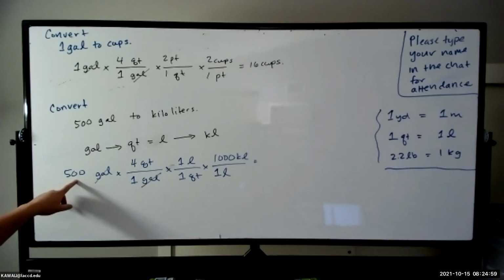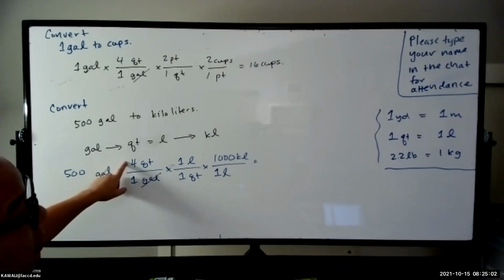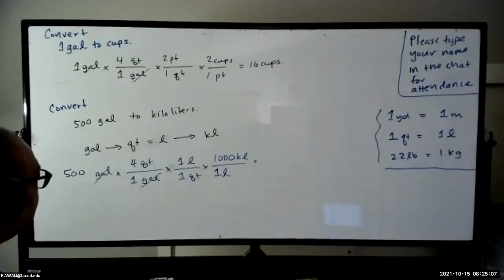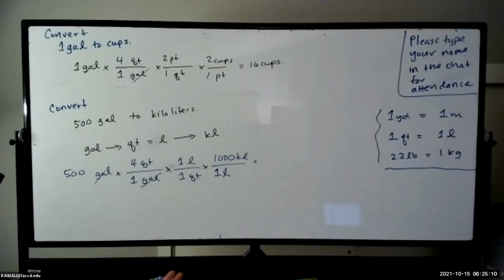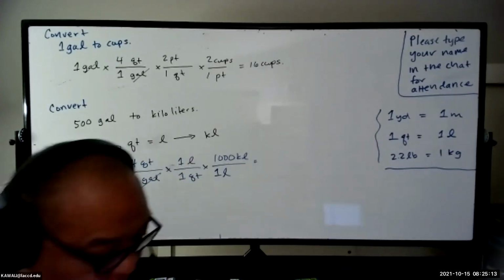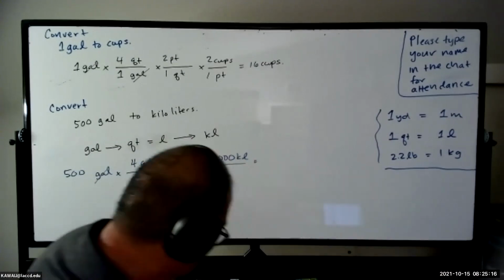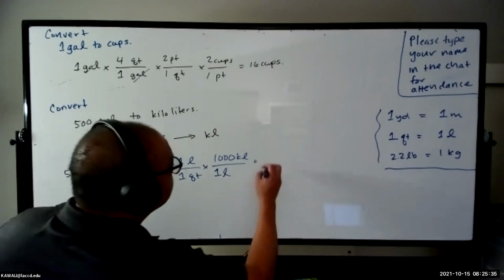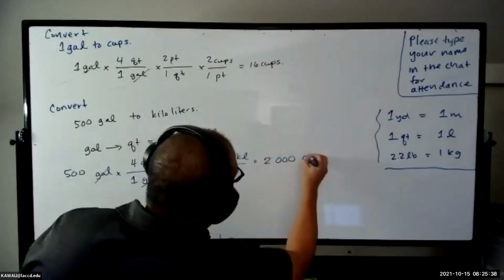500 gallons. 1 gallon is 4 quarts. Then 1 quart is 1 liter. And 1 liter is, no, I guess I did. So this is equal to, looks like 2,000 times 1,000. I could swear it should be a division though. Okay, I got 2 million. But I don't have a lot of confidence in it.